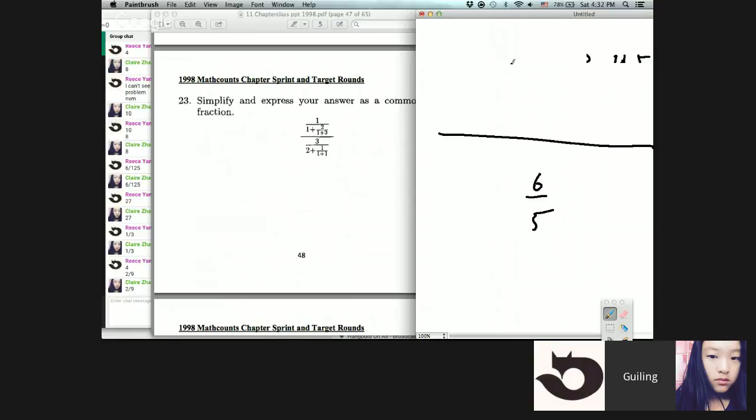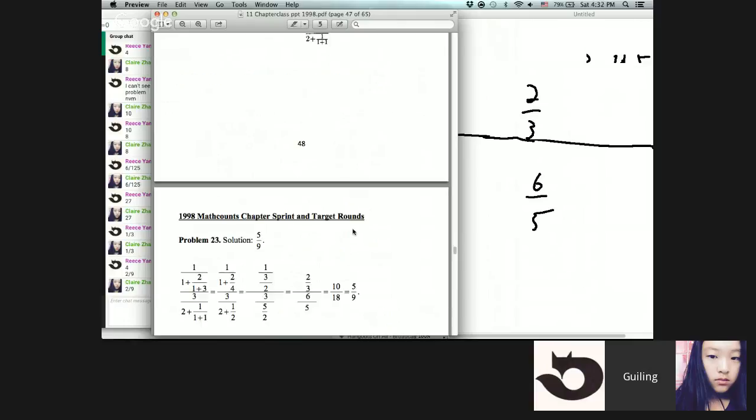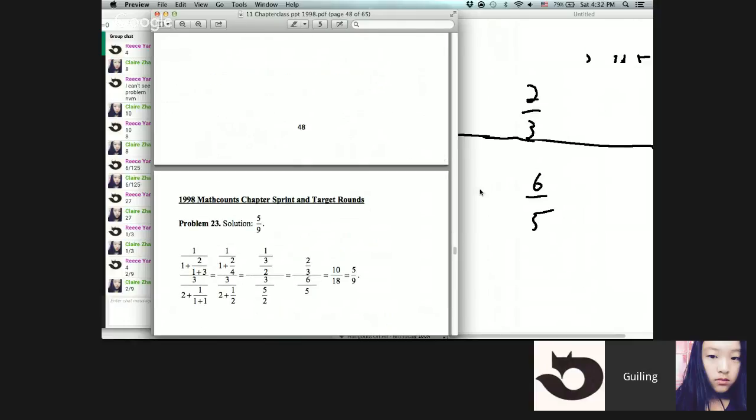Okay, and then the top is 1 plus 2 over 4, so that's 1 plus 1/2, which is 3 over 2, which 1 over 3 over 2 is 2 over 3, and then that gives us 5 over 9.